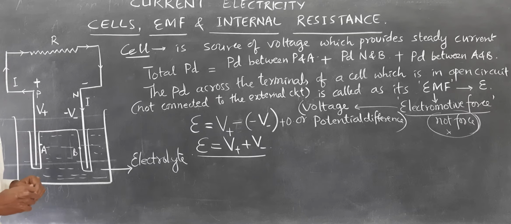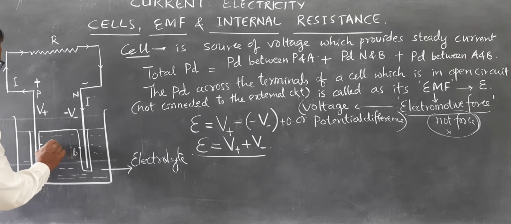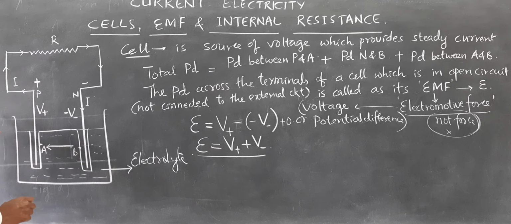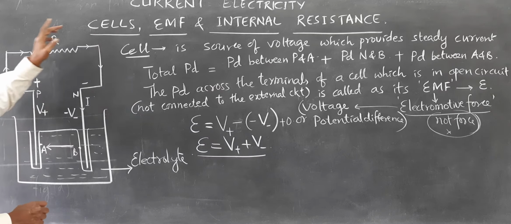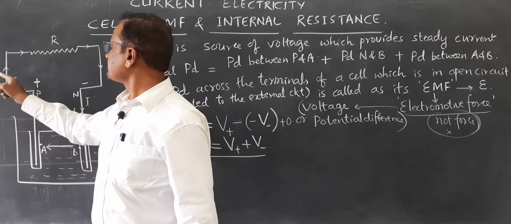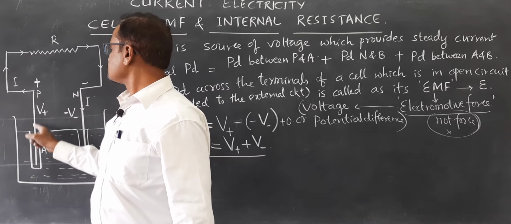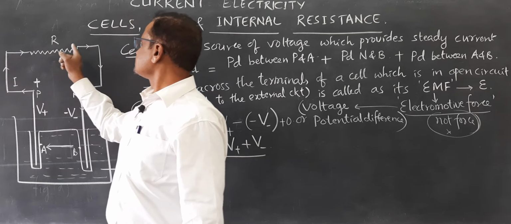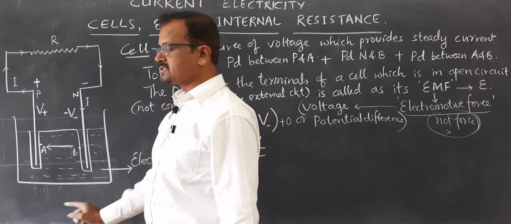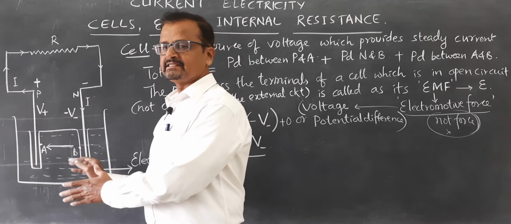What happens inside the cell? Inside the cell, the current flows from N to P. That is how the charges are continuously being supplied. The charges are continuously being supplied from the positive terminal through the external resistance R, and they reach back to the negative terminal, and inside the cell it is the electrolyte.